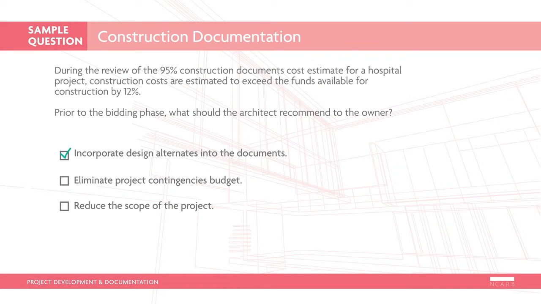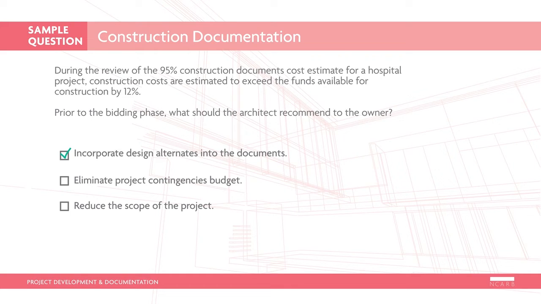The Architect's Handbook of Professional Practice discusses these concepts as they relate to project execution. Incorporating design alternates into the documents would be advantageous to the owner because doing so would provide them an opportunity to modify the project design and ensure the project stays within the budget. This recommendation also allows the owner to select specific materials or design features after the actual costs are known.